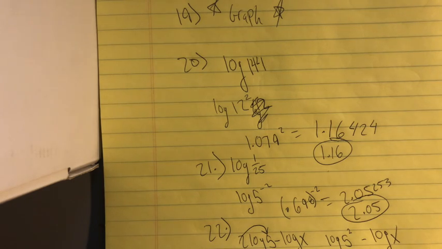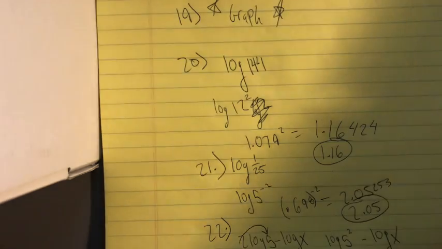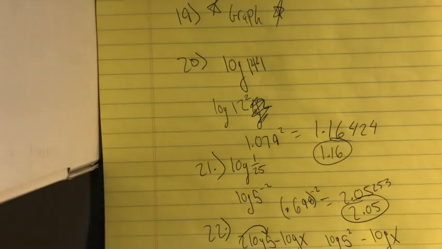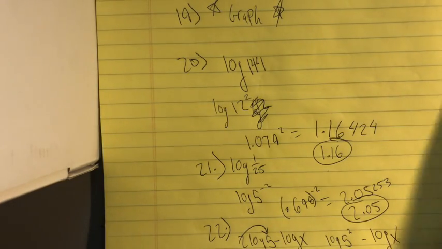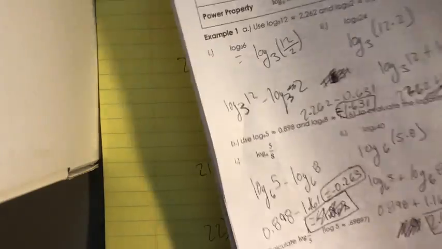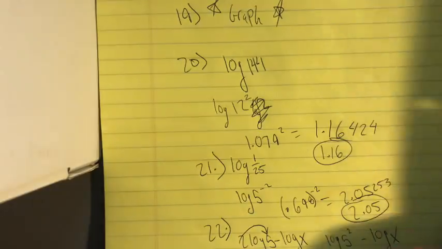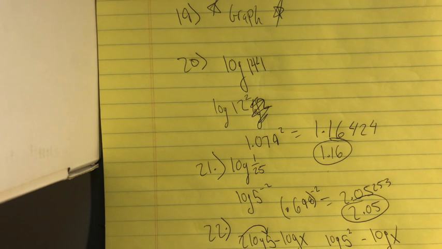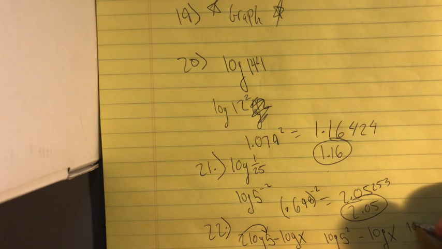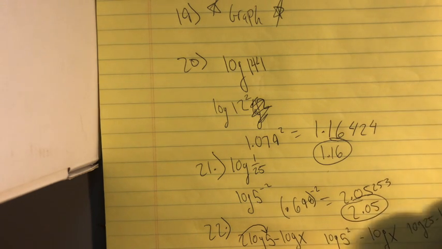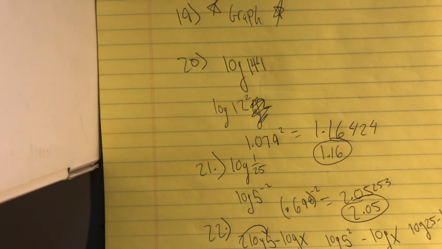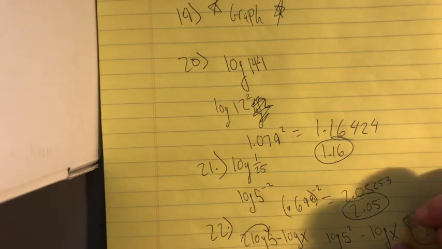I believe that's the final answer, but I'm gonna double check in the notes real quick just to make sure. Condense. Oh no, we have to do what that is. So log 25 minus log x. And we cannot simplify that anymore. So that is your final answer.